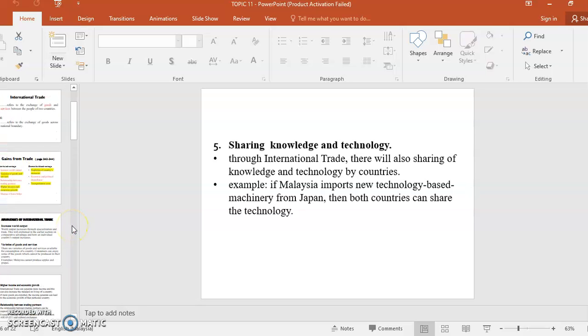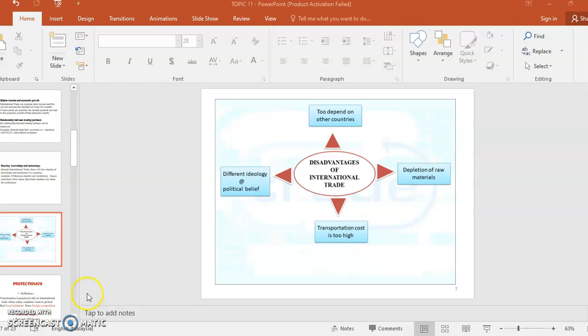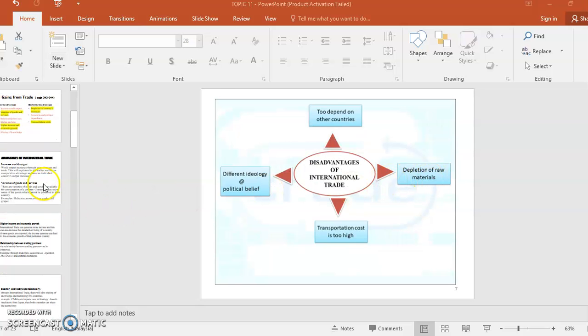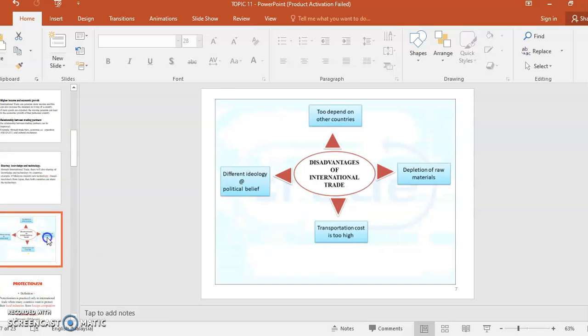Okay, next slide is about disadvantages or demerits. So what are the disadvantages of international trade? First is in terms of depletion of raw materials. When the country specializes in one product, it means the country uses a lot of resources. So bila banyak produce barang tu yang gunakan banyak raw material, lama-lama raw material akan habis lah. Berlaku the depletion of raw material.